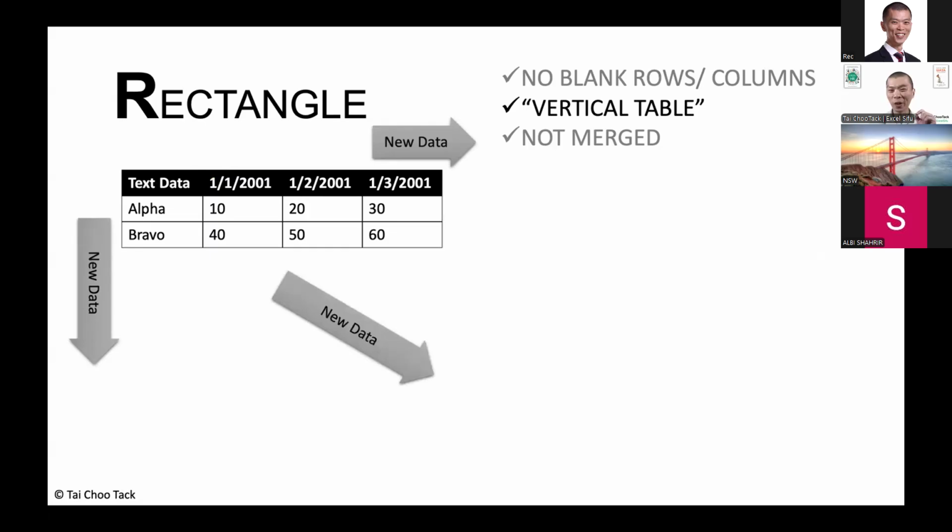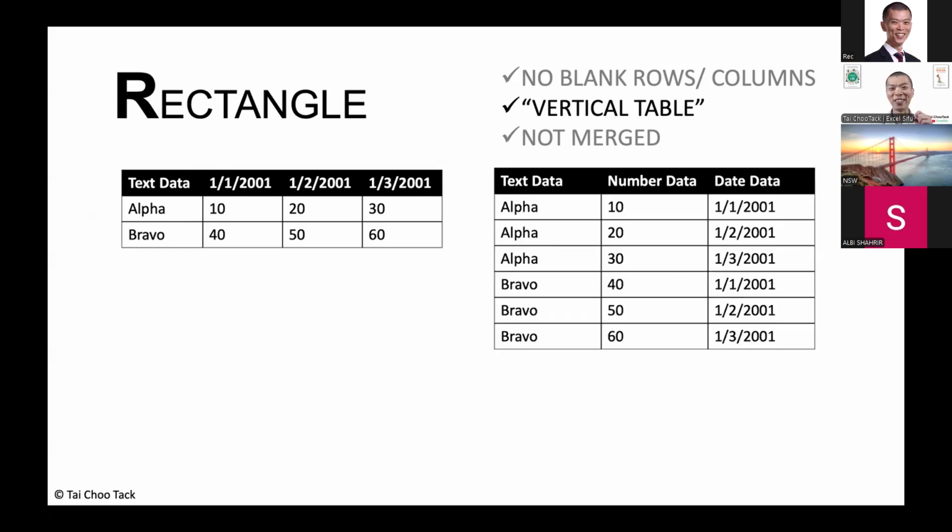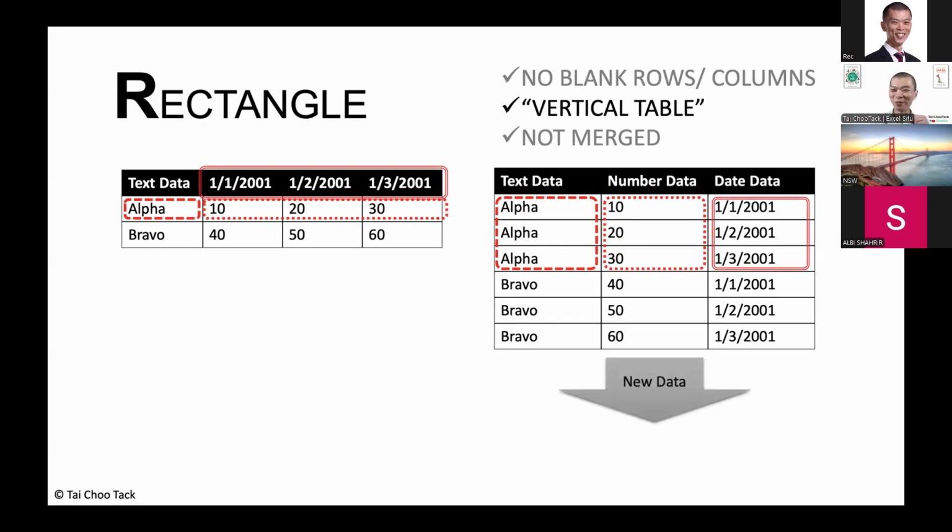This kind of data is not easy to analyze because whenever a new column is added, I need to adjust my formula again. In order to make things easier for analysis, we want to make sure our table or our data appears in this vertical format. And you will see the alpha, everything goes vertically, and the number goes vertically. Same goes with the date. When we have more data, it will appear at the bottom. So this means vertical table.